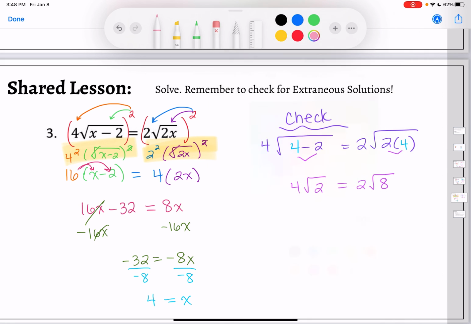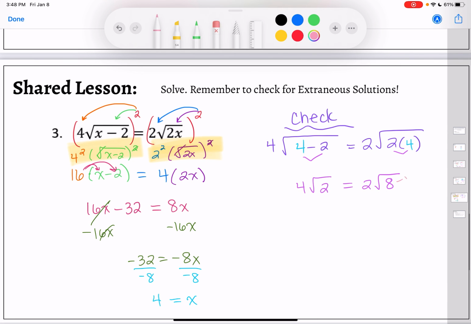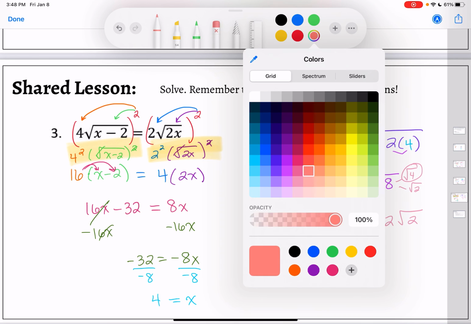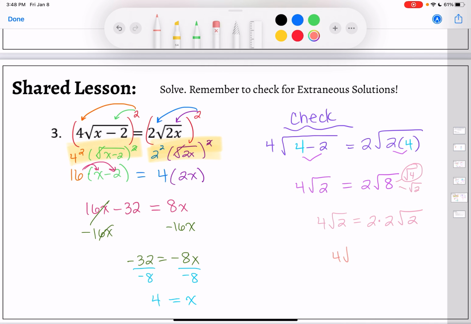In fact, maybe even on the last step you could have done this, but I can simplify this radical. 8 is square root of 4 times the square root of 2. I see right there I could have done it, right? So this is really 2 times 2 radical 2. Square root of 4 is 2, comes to the outside. So it looks like we are going to be in luck. 4 radical 2 equals 4 radical 2. Yes, it does work.